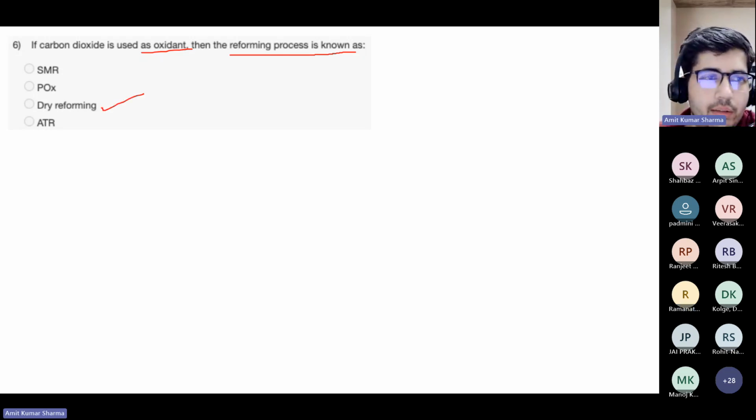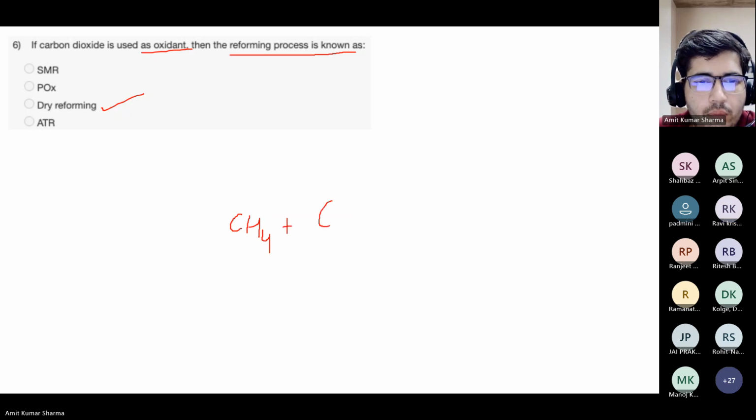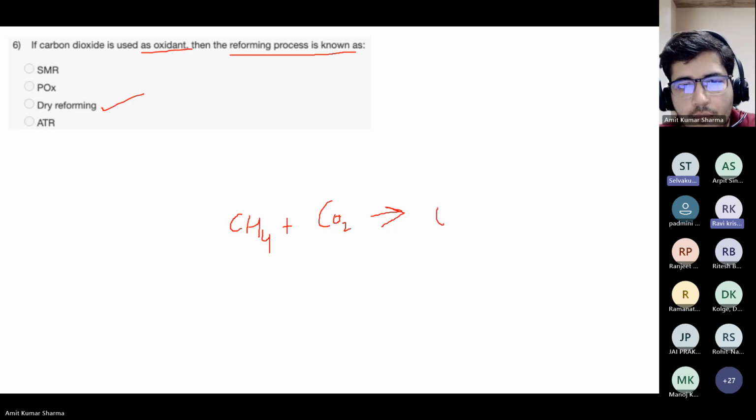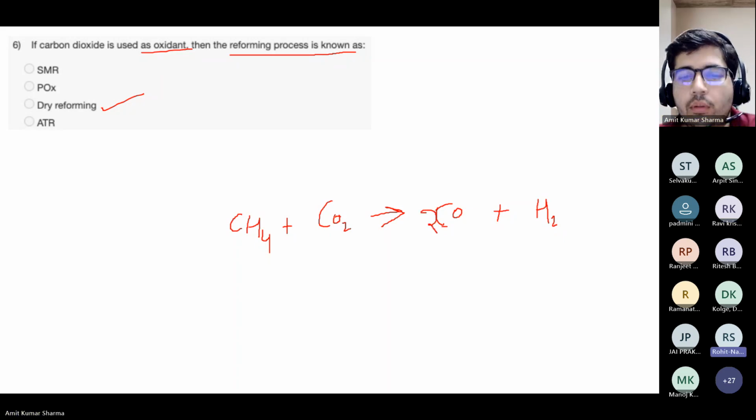Can anybody tell me the reaction of dry reforming? CO2 plus CH4 gives CO and hydrogen. Methane reacts with CO2 that gives CO and H2. Is it correct? You have to balance it. 2 CO plus 2 H2.